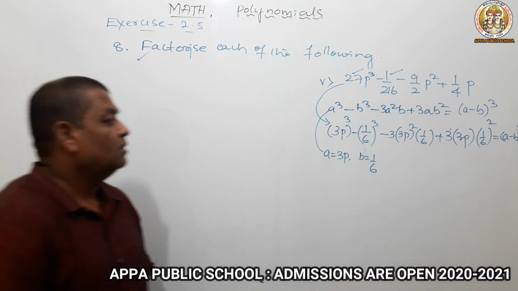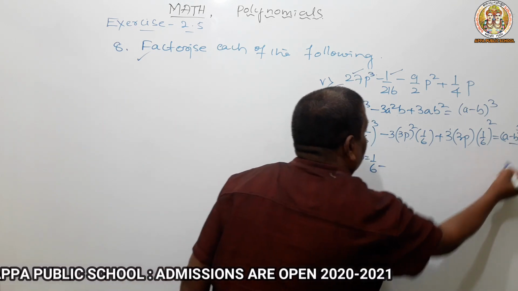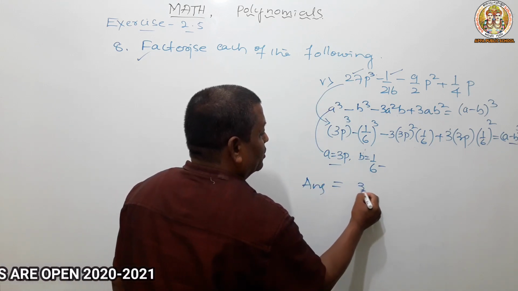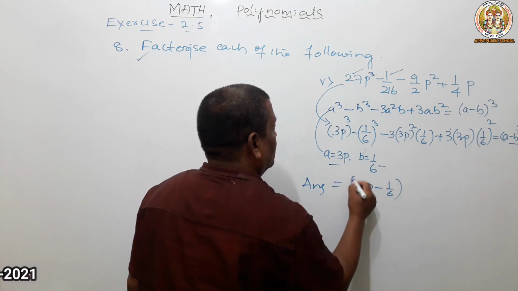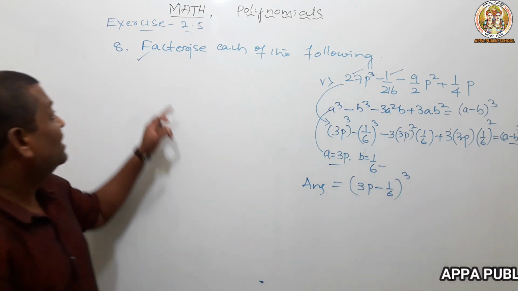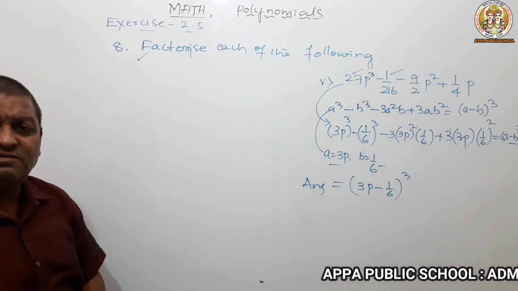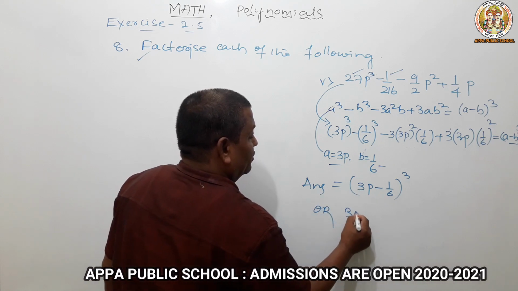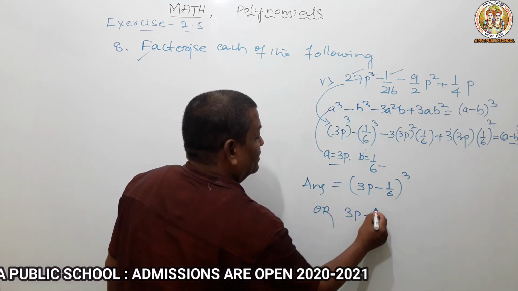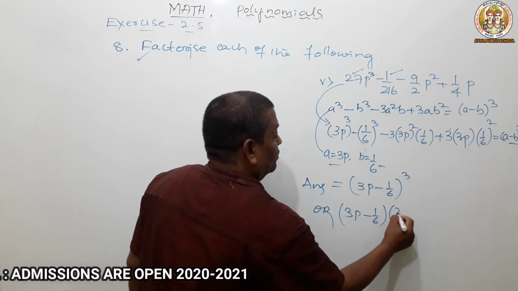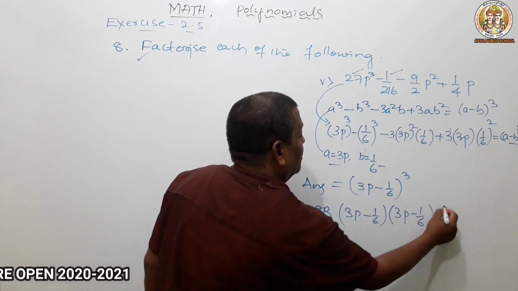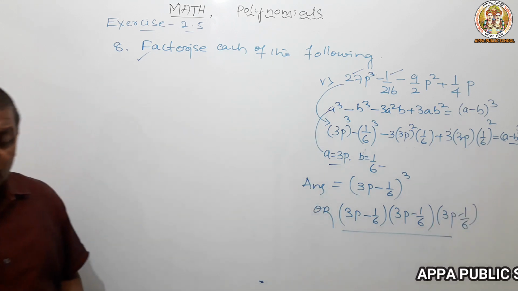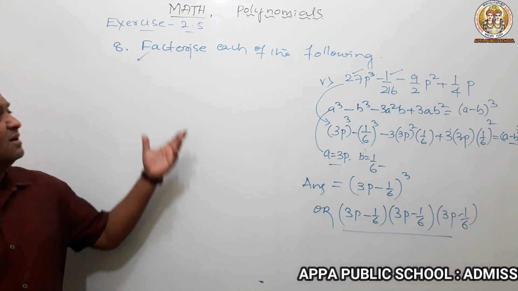Right. What is next? Substitute the a and b values in the formula. That is the answer: a minus b whole cube, 3p minus 1 by 6 whole cube. But we can write this in factors. This is also an answer. Write in expanded form: 3p minus 1 by 6, 3p minus 1 by 6 and 3p minus 1 by 6. So in this way we can solve a number of sums.